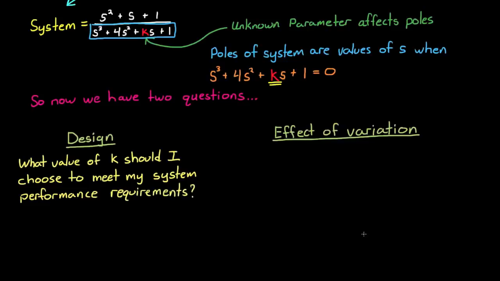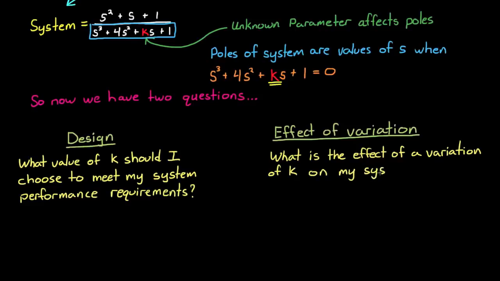And on the system variation side, the question is, what is the effect of the variation of k on the poles of the system? That is, how sensitive is the system to a value of k that is slightly off what you have predicted? And trying to answer these questions is actually pretty simple.